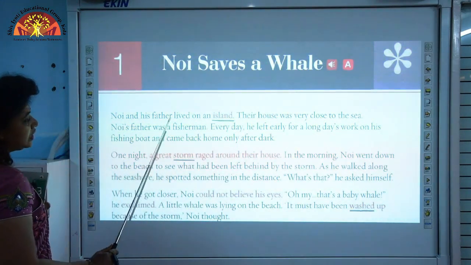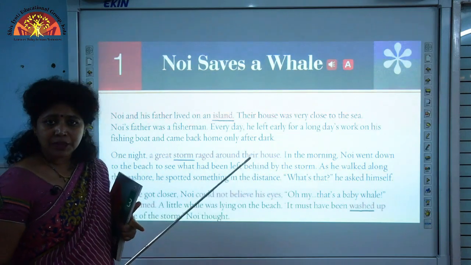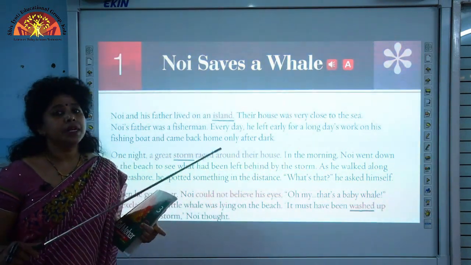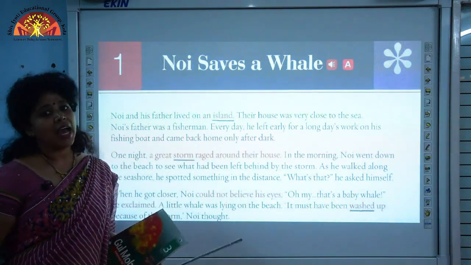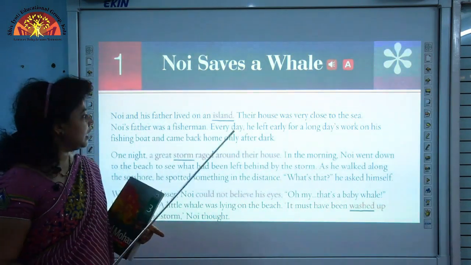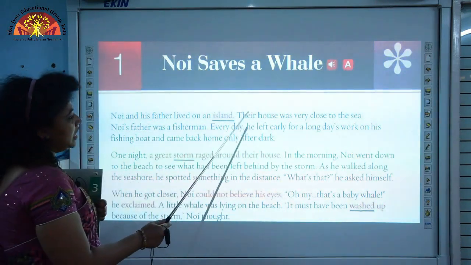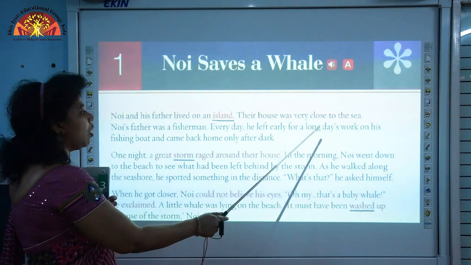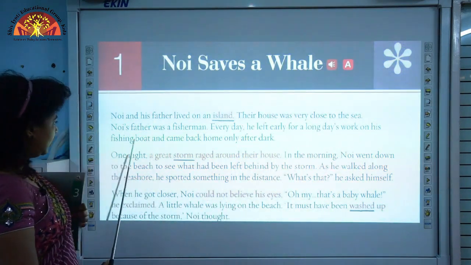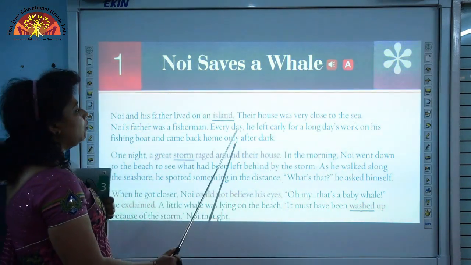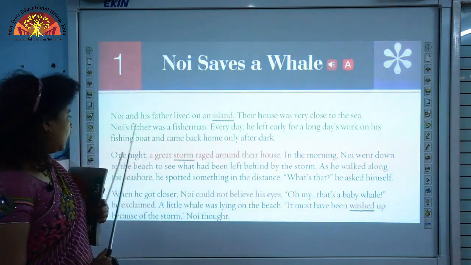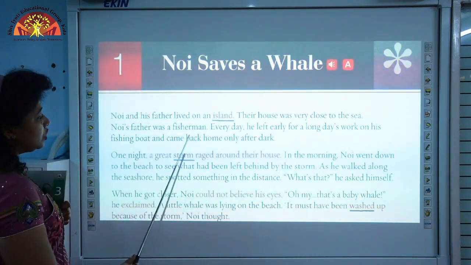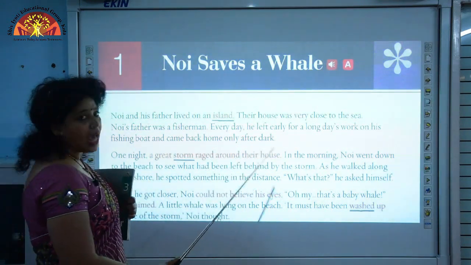Noe's father was a fisherman. Who's a fisherman? A fisherman is a person who catches fish and sells fish to earn a living. Every day he left early for a long day's work on his fishing boat and came back home only after dark. One night a great storm raged around their house.